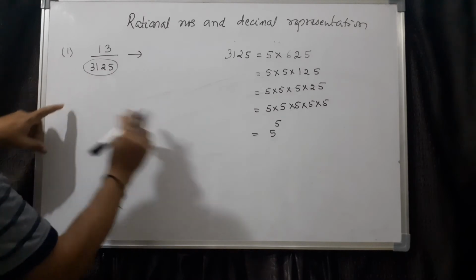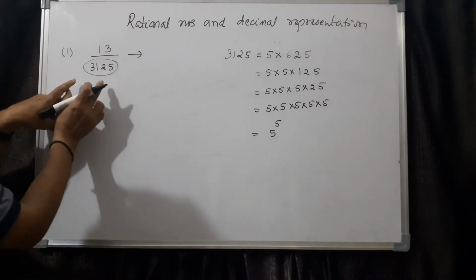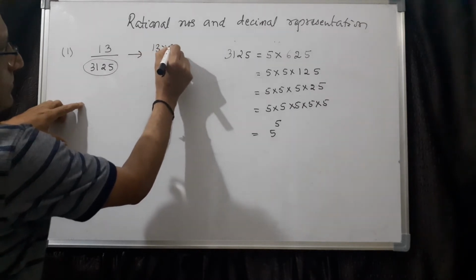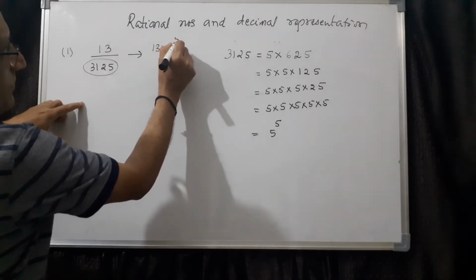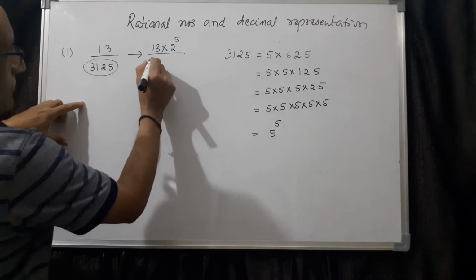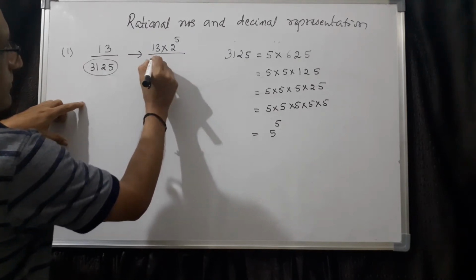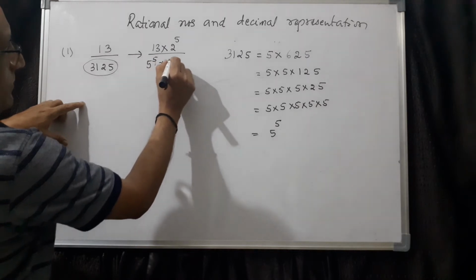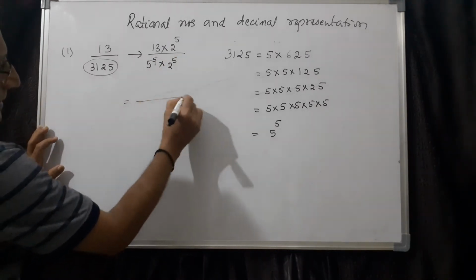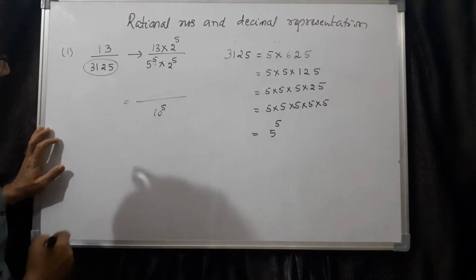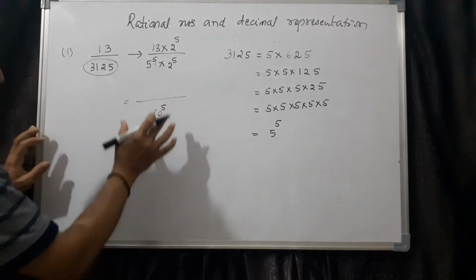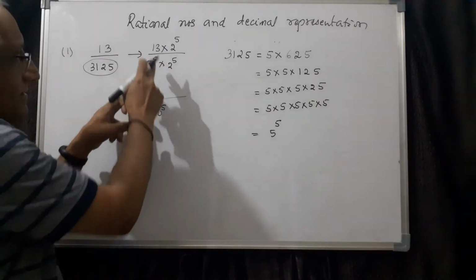So in order to make this actually 10 power, what we have to do is multiply 13 by 2 power 5, divided by 5 cube times 5 power 5 into 2 power 5. So then this becomes 10 to the power 5, and of course you can simplify that one, so that becomes the decimal and it is terminating.